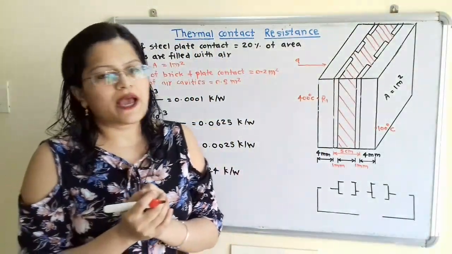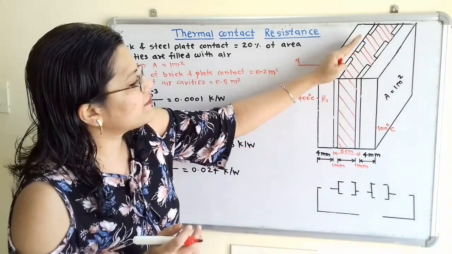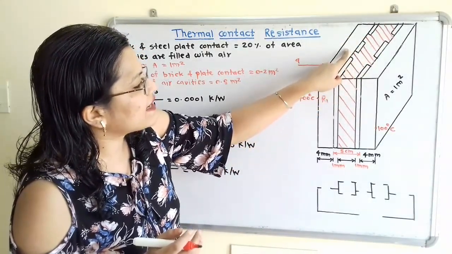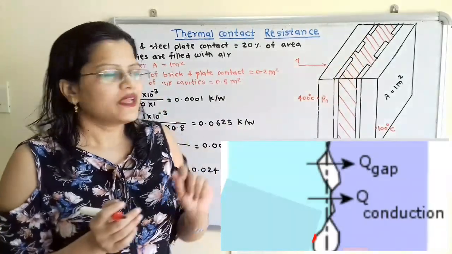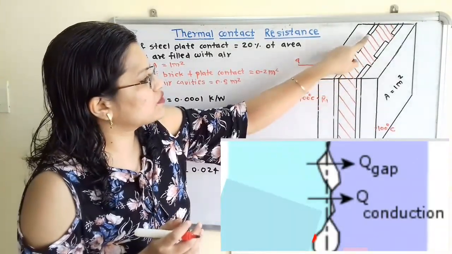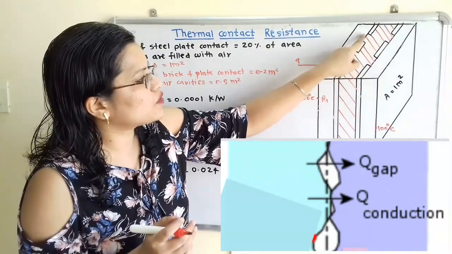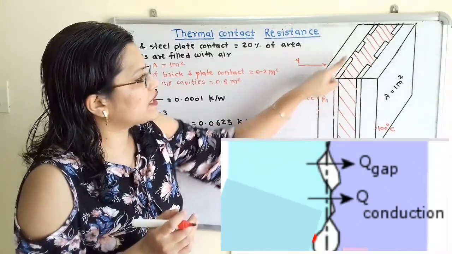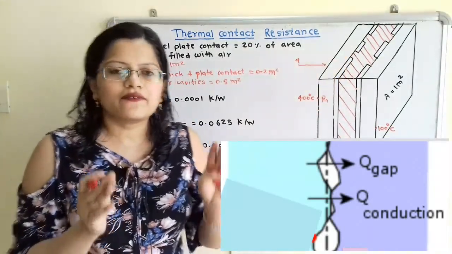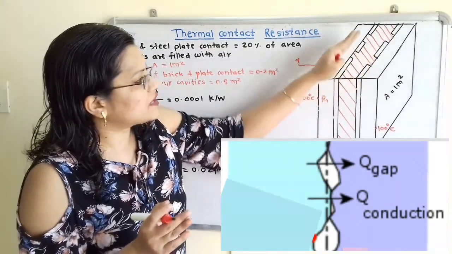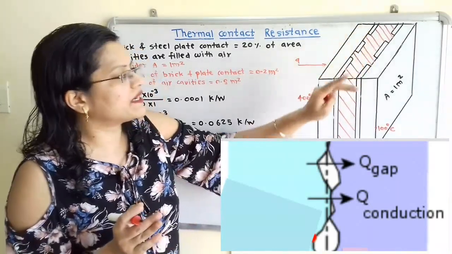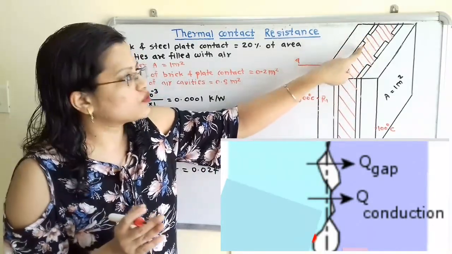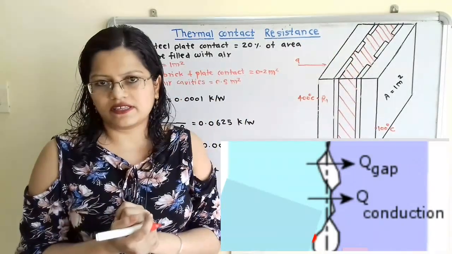Now what is happening after that? Again, heat will be getting transferred through these air cavities or directly to the brick layer. Now it is mentioned that 20% of the area is brick layer, that is, there is contact of the brick with the steel plate, and 80% of the area is air cavities. So when the heat is getting transferred from the steel plate towards the brick layer, the heat will flow to the brick or through the air cavity simultaneously.